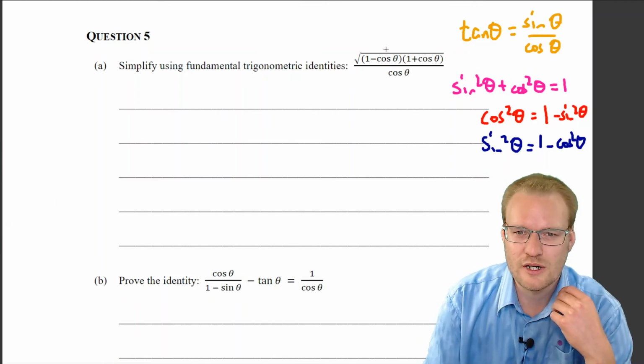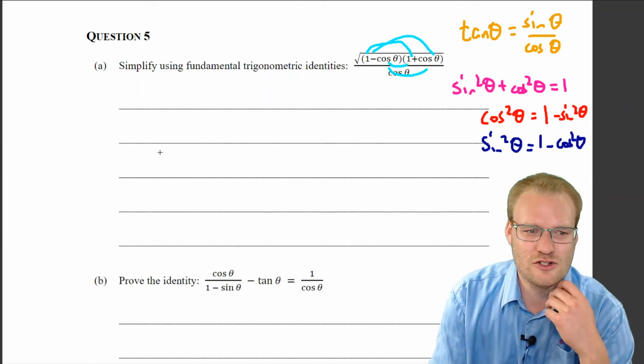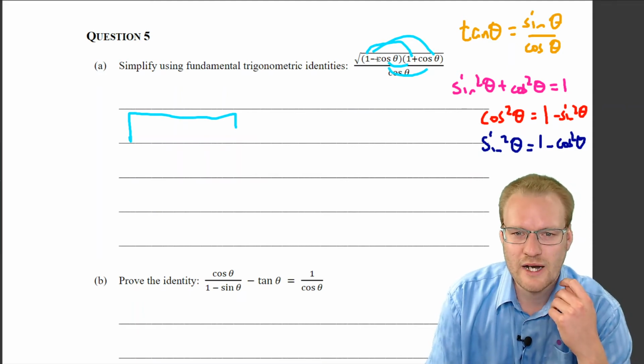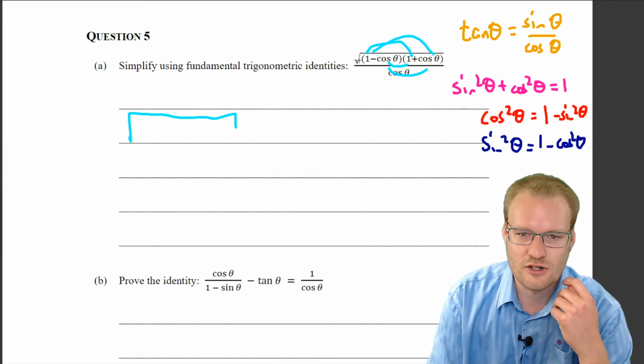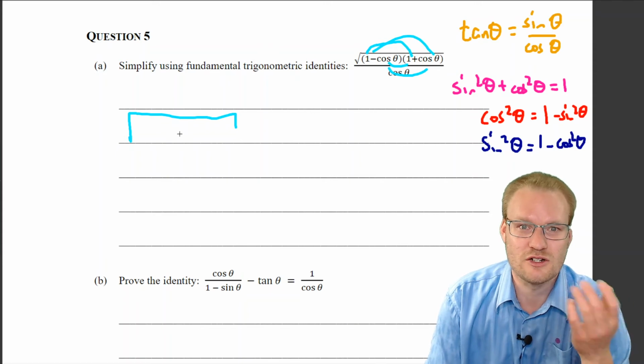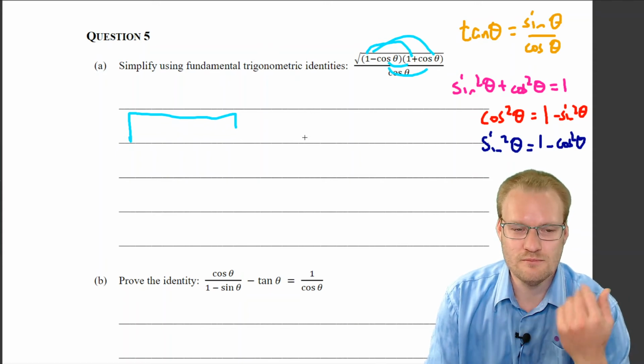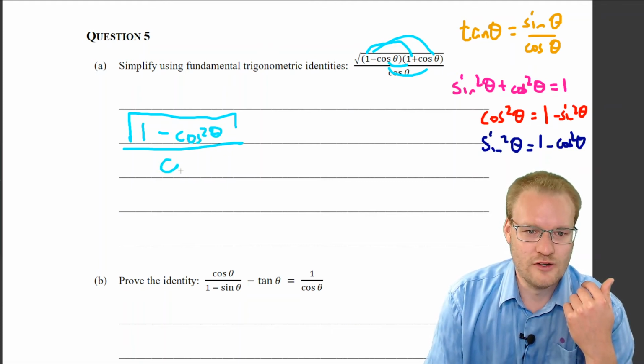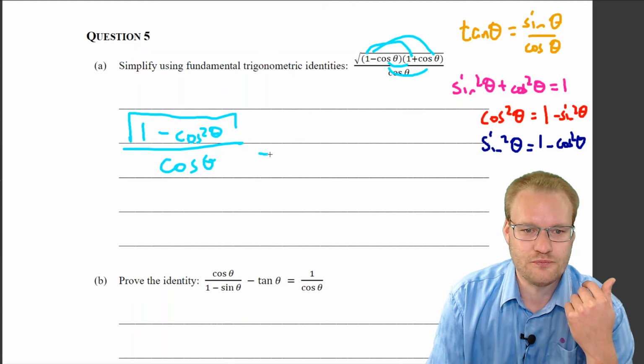Maybe it'll be worthwhile just going, let's multiply. So multiply that. Now, I really do hope that you see that in the top, the minus cos theta will cancel with the cos theta. But if you didn't, you would have written minus cos theta plus cos theta in the next step, where I'm just going to write 1 minus cos squared theta all over cos theta.